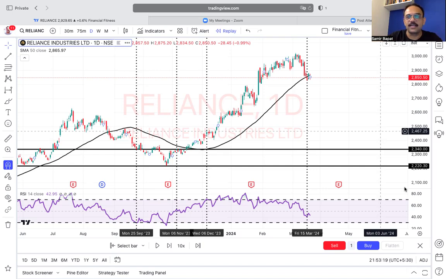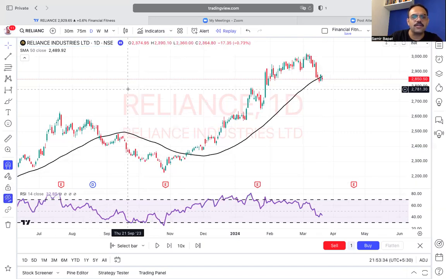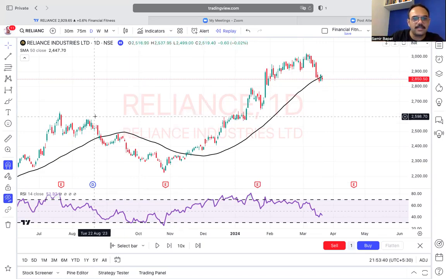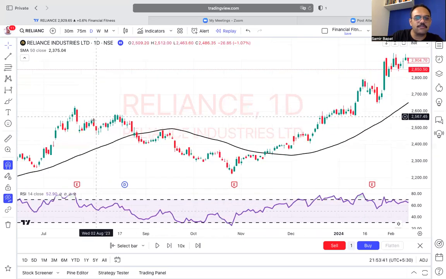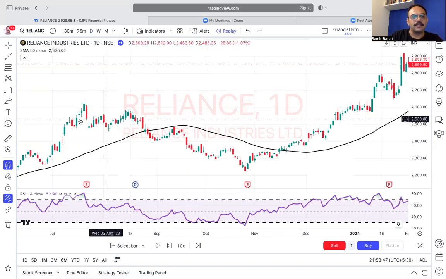Sir, is it a thumb rule to have these 5 candles in a sequence? Why 5 candles? See, it's not a thumb rule. It is a sort of peak. If you can judge a peak, because if you see, this is a peak, right? This is the sort of peak.